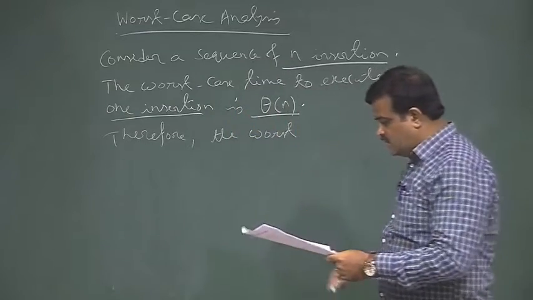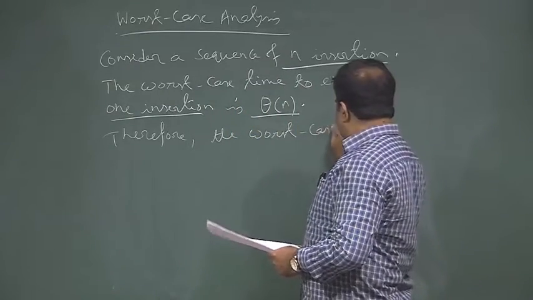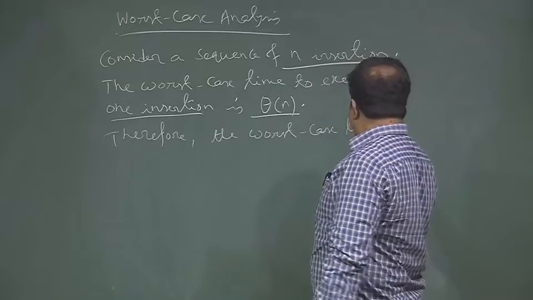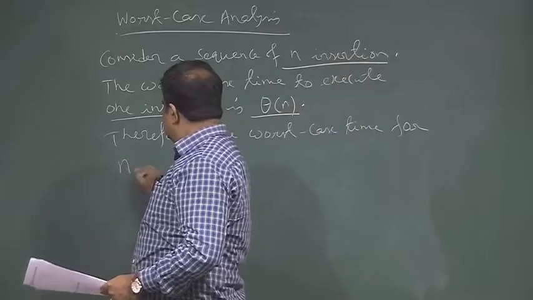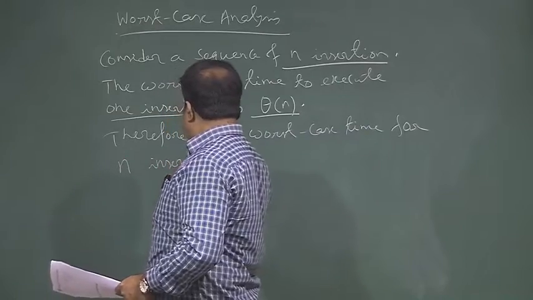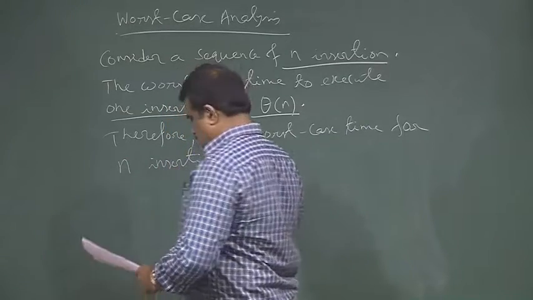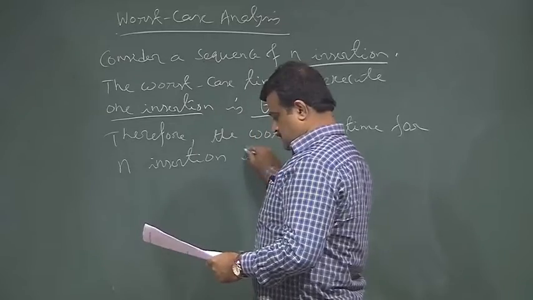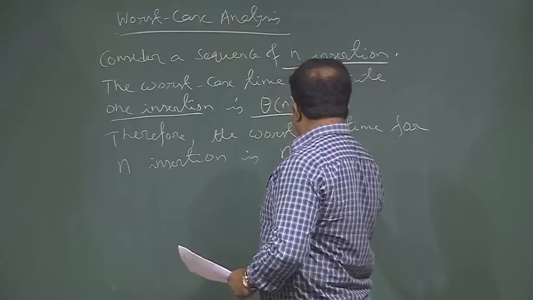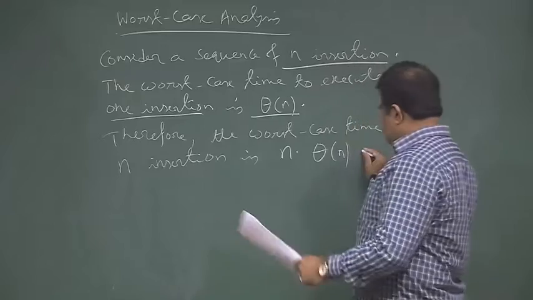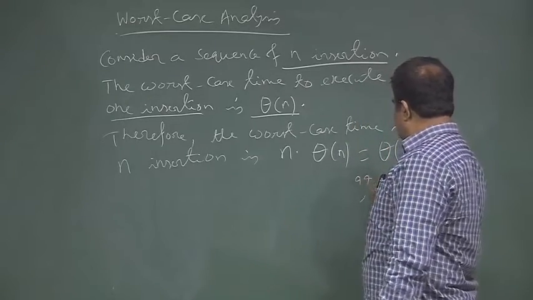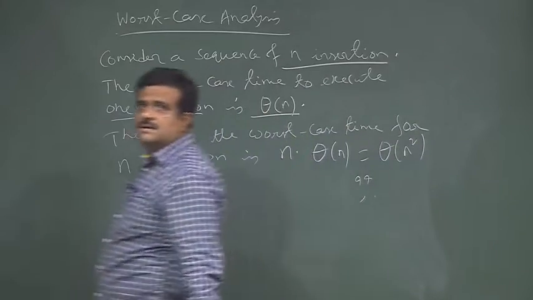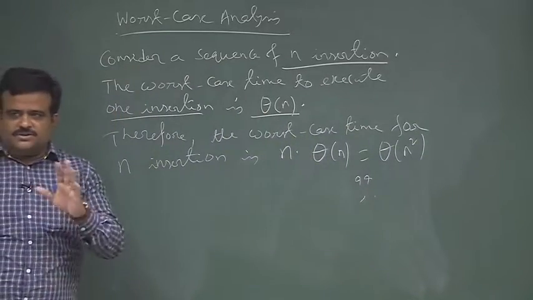Therefore, can you write this? Worst case time for n insertions, because there are n insertions, is n into theta n. This is going to be theta of n square. Is this correct, this analysis? So, is the question clear?